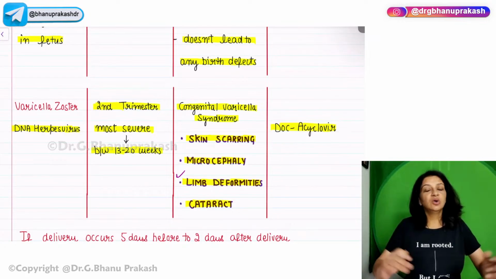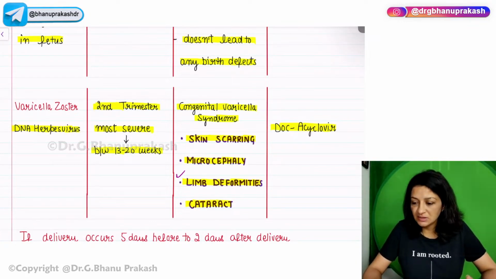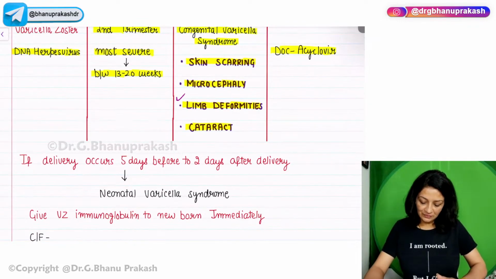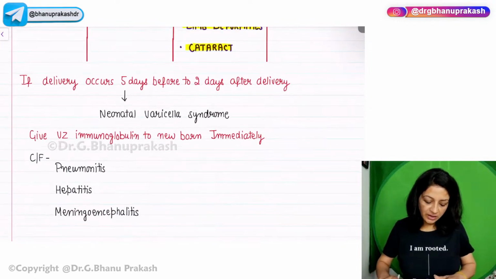If the mother comes in contact with an infected person, then we have to give varicella zoster immunoglobulin to the mother. Okay, if the mother gets the infection, then the drug of choice will be acyclovir. So this one is the important point.